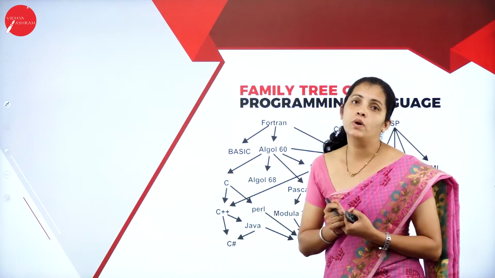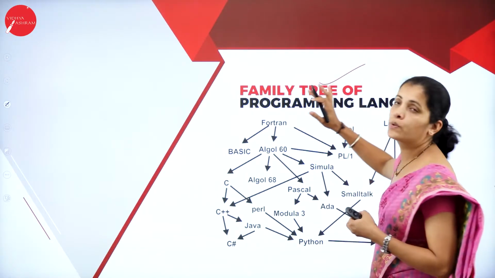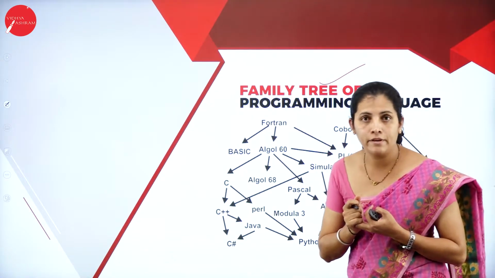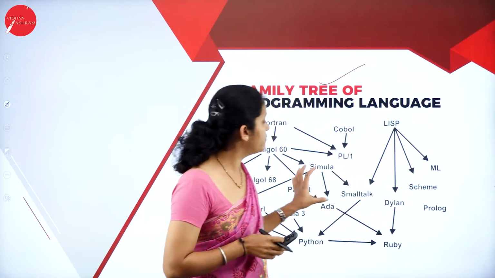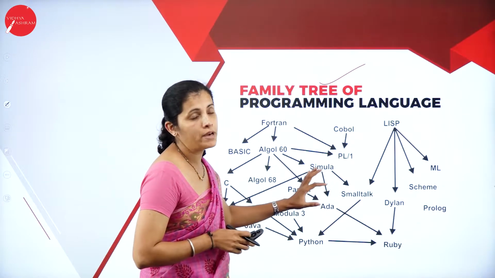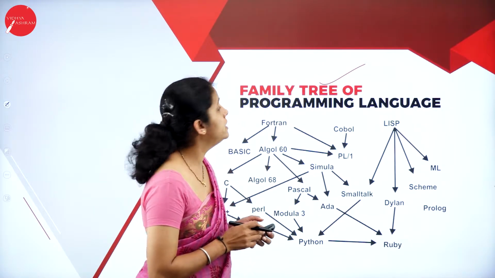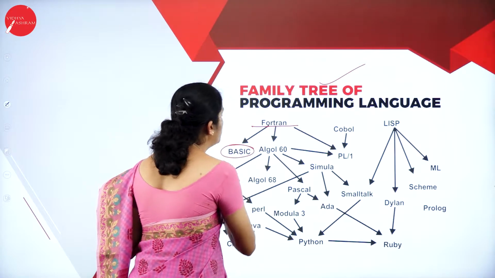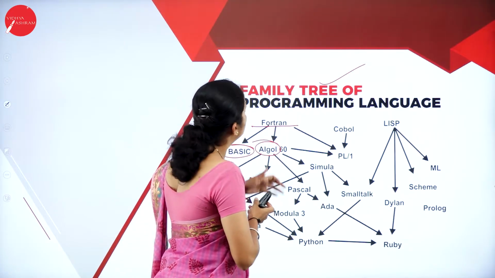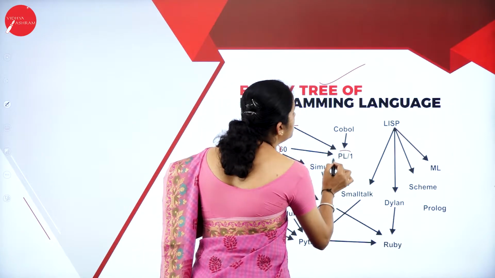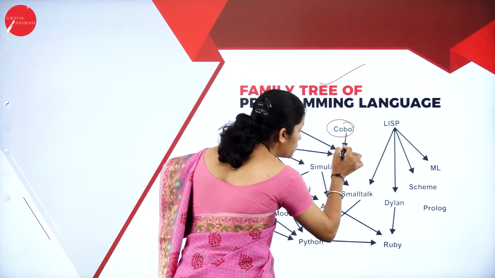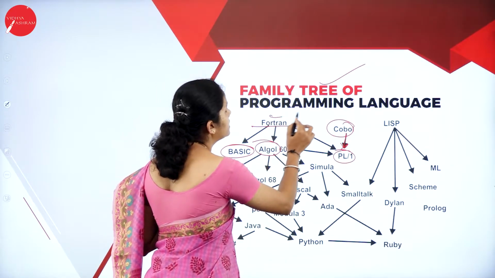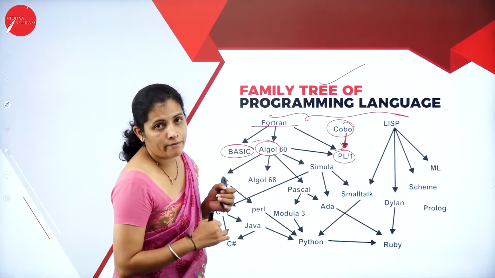Moving further, we are going to have the family tree of programming languages. That means how the family trees of programming languages are generated. So these are some examples of programming languages and how they are interlinked. First, we are going to have Fortran. From Fortran, we are going to have BASIC and ALGOL. Then from Fortran, we are going to have PL/I. Then from COBOL, once again we are going to have PL/I. So here PL/I is nothing but a programming language. So these are examples of high level programming languages.